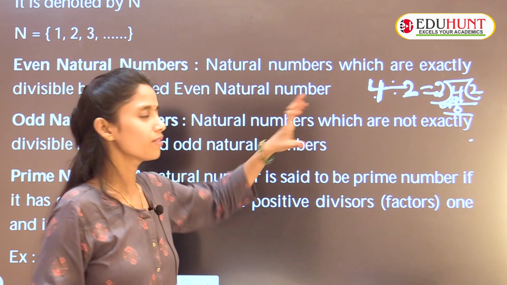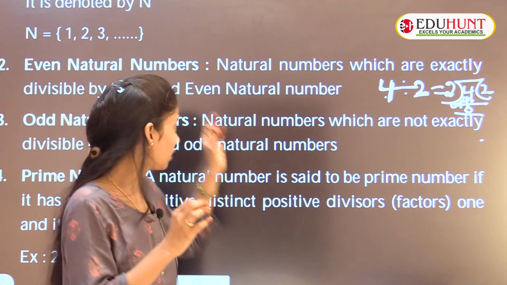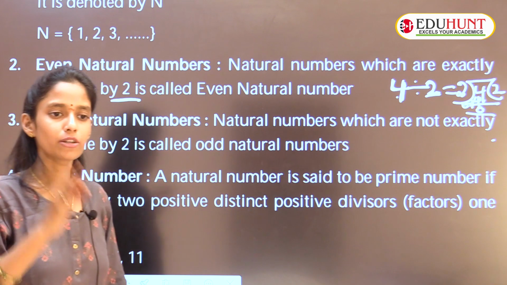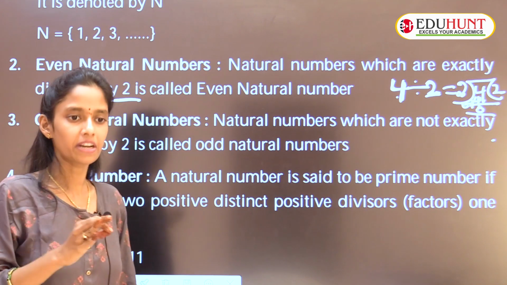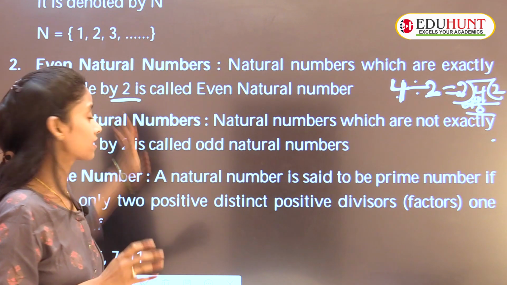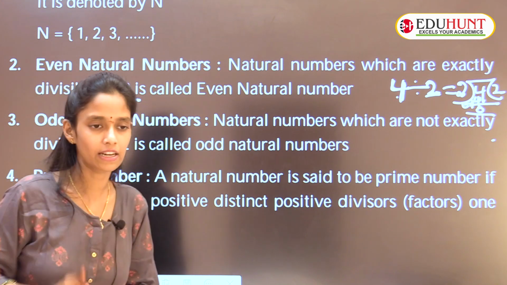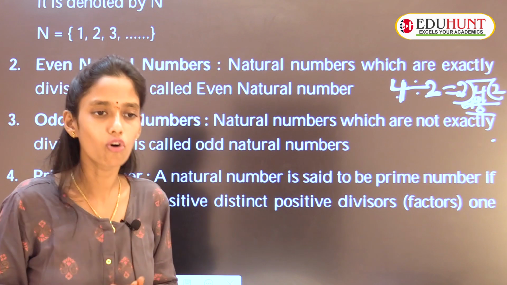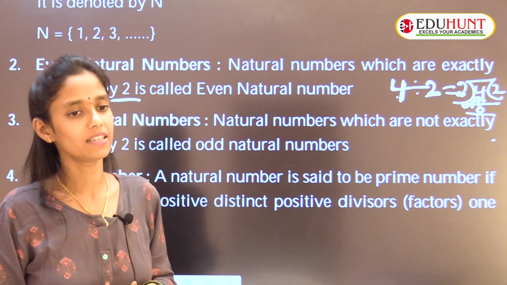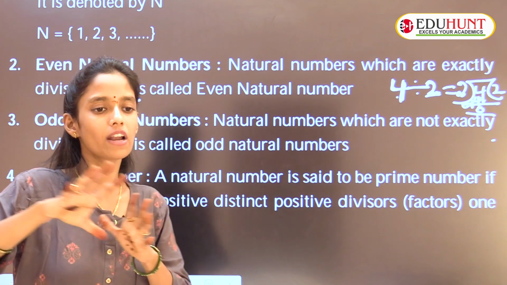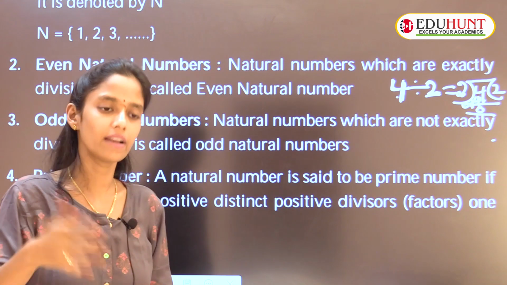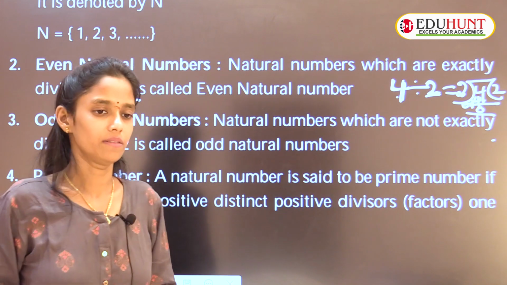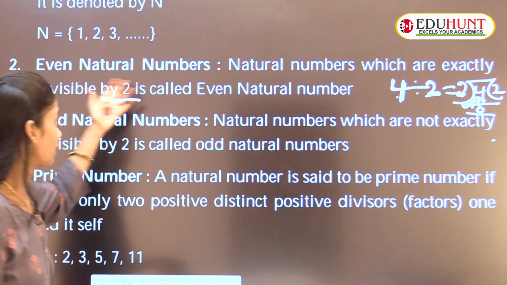Like that, the only rule you have to remember is 2. Whatever numbers you take, if those numbers are divisible by 2, then only you can say it's an even number. So, simply I will tell you, leave the one number and go: 2, 4, 6, 8, 10. These all are divisible by 2, like that 12, 14, 16. Simply we can say it's the 2 table. So, that is called an even natural number.